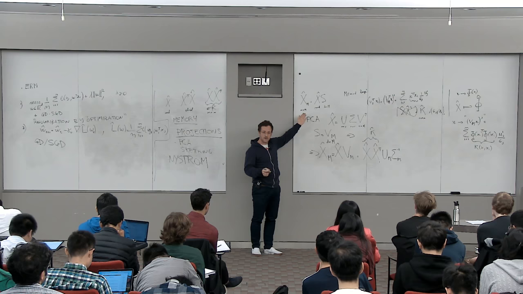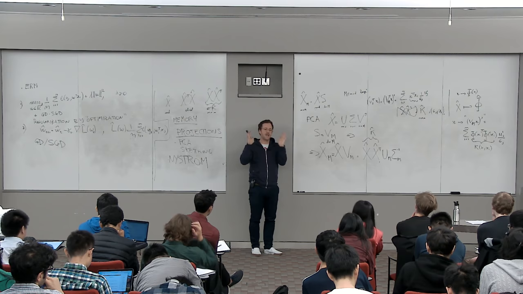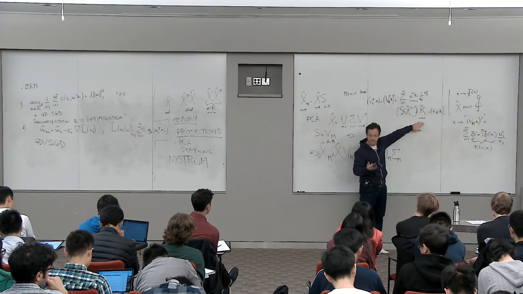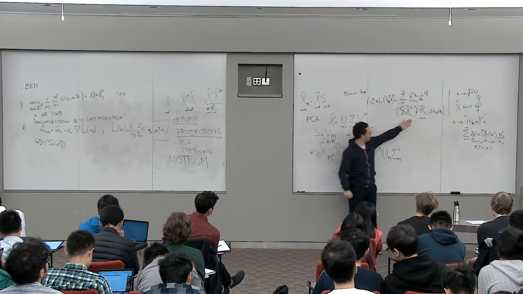I go in the feature space and I project on the first m principal components in the feature space. After PCA, again, you get this for free. It means that rather than having to deal with this matrix, which is n by n, you only have to deal with this, which is n by m. So again, a million times 10 versus a million times a million. That's it. The procedure is sketched on the board.